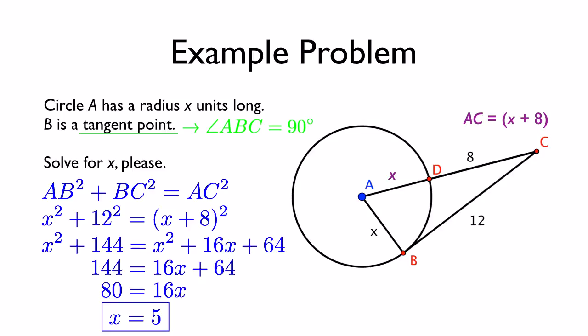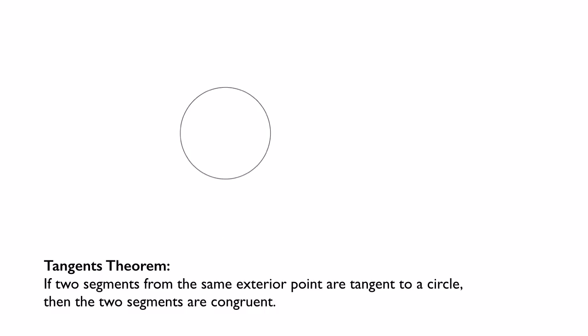Next we have a theorem about tangents. And it states if two segments from the same exterior point are tangent to a circle, then those two segments are congruent. So first, let's figure out what this means. We have a circle, and we have a point exterior to the circle. If we draw the two segments so that they're tangent to the circle, what this theorem says is that those two line segments are congruent.